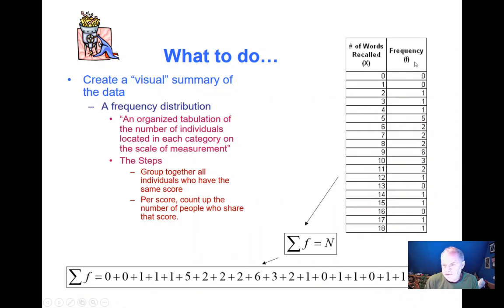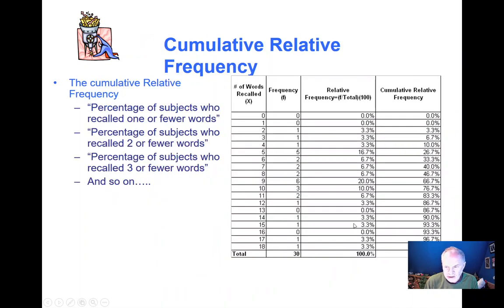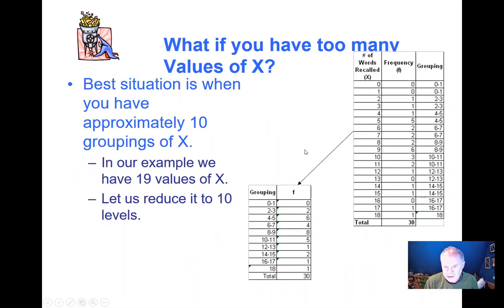This is the frequency distribution as we saw before. The sum of the frequencies is equal to n. N in statistics is always going to refer to the number of people. And the sum of, that's a summation sign, as we talked about in the practice task. Here's the relative frequency, the frequency divided by the total, or n, times 100, and the cumulative relative frequency. Okay.